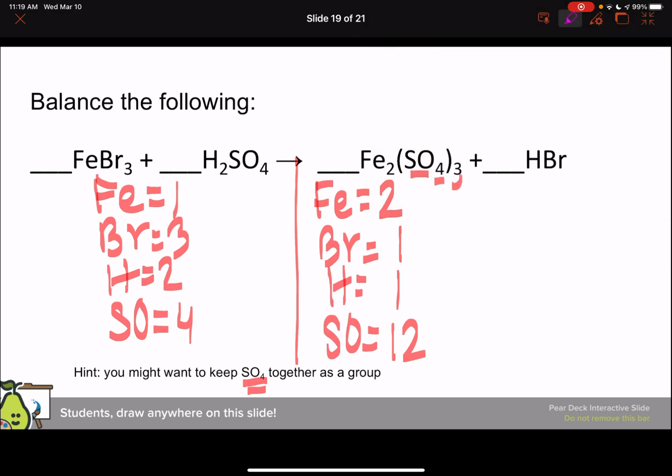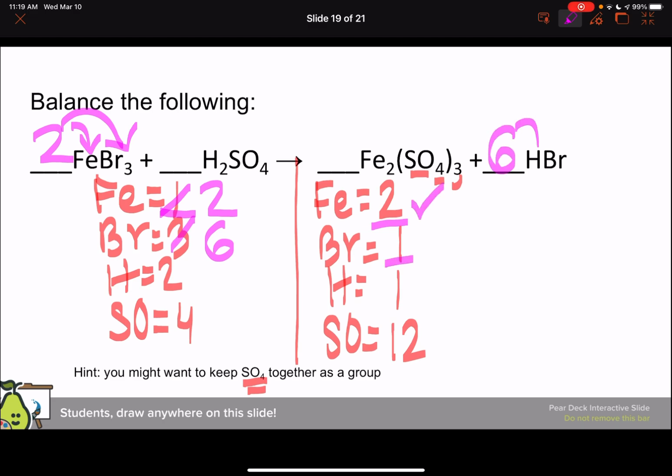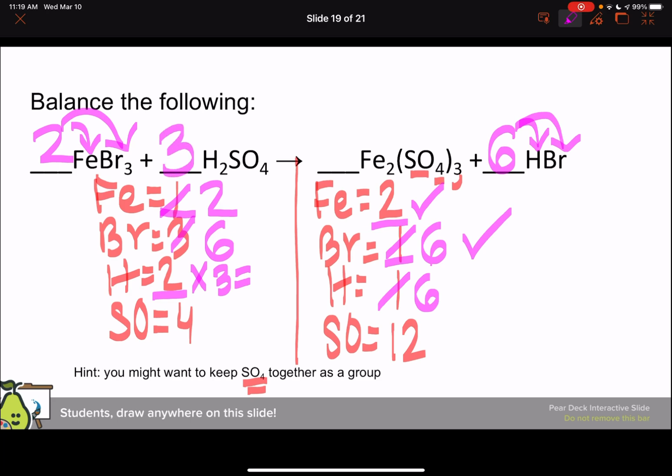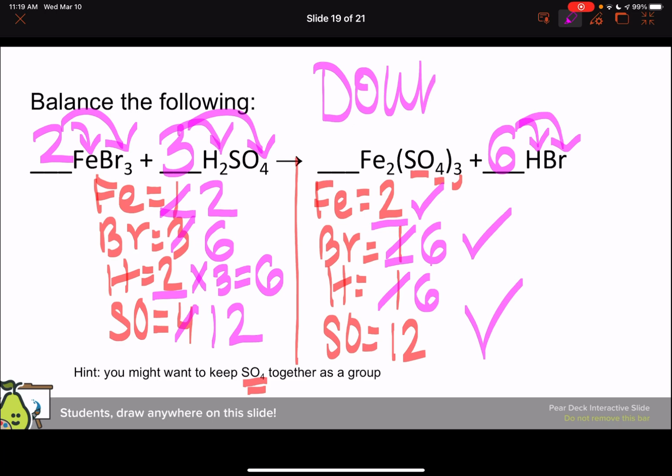So now let's start balancing. Start with Fe first. How do you make a 1 look like a 2? You put a 2. It not only changes Fe to 2, but it will change Br to 6. Now go to the opposite side. How do you make a 1 look like a 6? We'll place a 6. So it not only changes Br, but it changes H. So now they're balanced. Go back to the other side. How do you make a 2 look like a 6? You times it by 3. So we put a 3 here. That's going to give us 6 hydrogens, and then 4 times 3 would give us 12, and we're all balanced for this double replacement. Now we'll put a 1 here to get full credit for it.